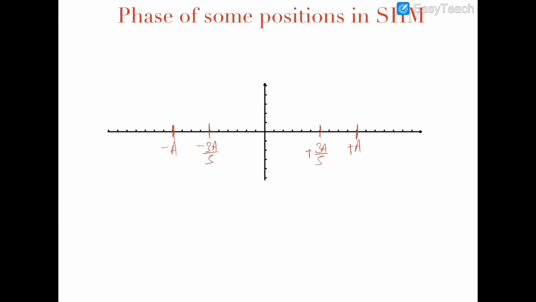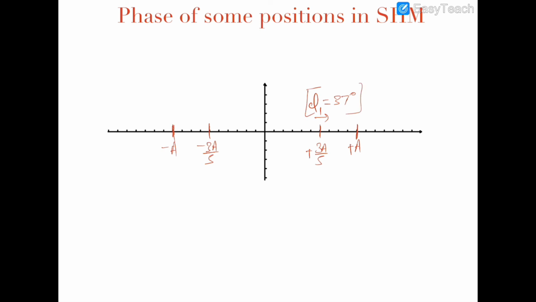Now you can see that when the particle moves from the origin to this position, which is 3a by 5, we have to think in our mind when sine theta is equal to 3 by 5. So sine theta is 3 by 5 at 37 degree. So the phase of this position is 37 degree. You can convert this phase into radians. That is not an issue.